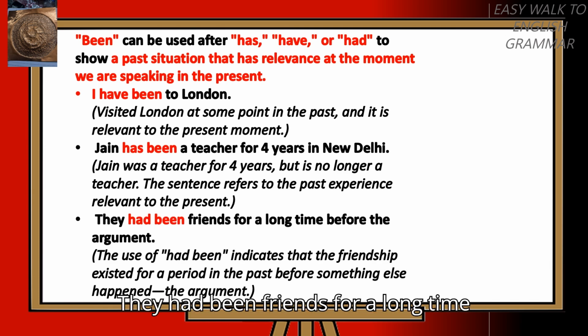They had been friends for a long time before the argument. The use of had been indicates that the friendship existed for a period in the past before something else happened. Here, the argument.